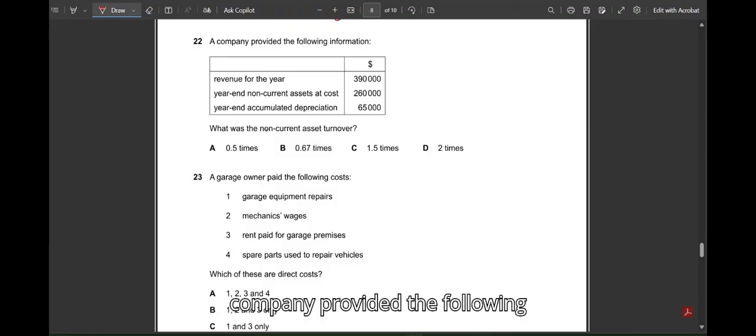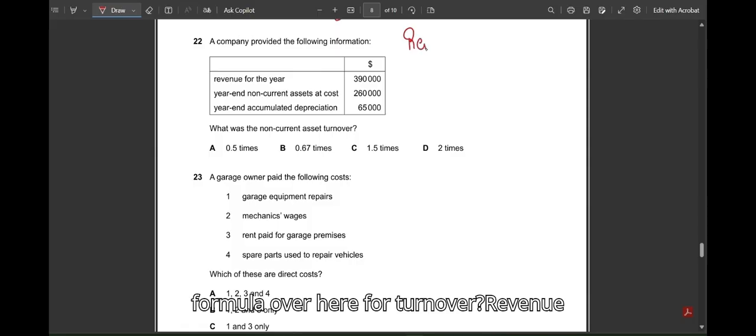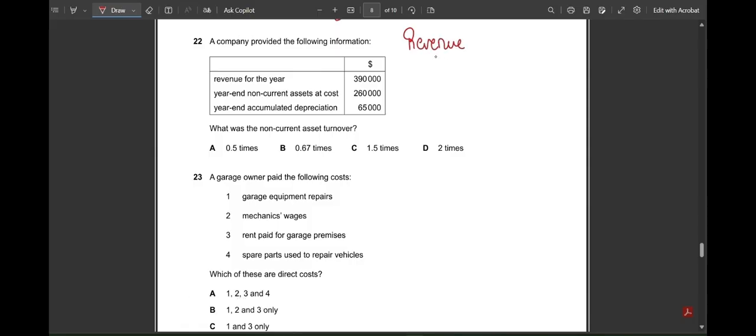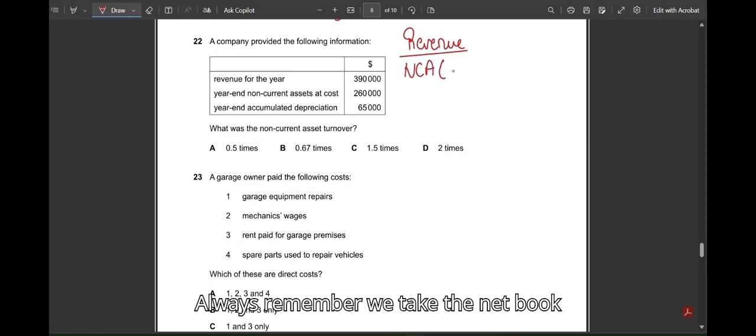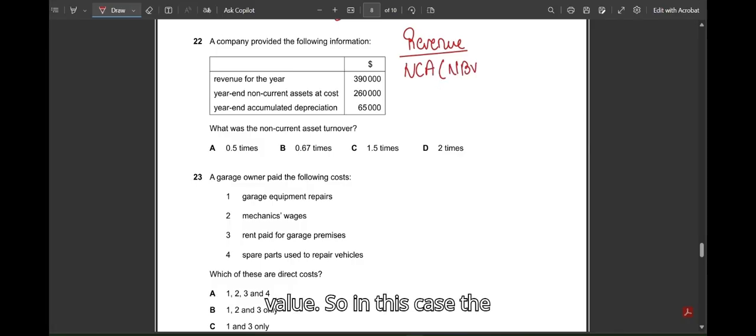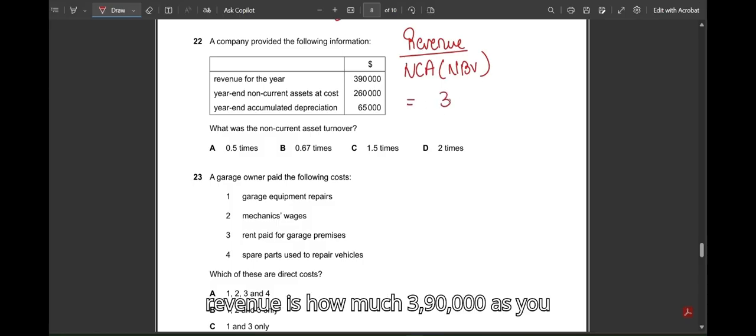A company provided the following information. What was the non-current asset turnover? So basically, what is the formula over here for turnover? Revenue divided by non-current asset. Always remember, we take the net book value. Okay, so in this case the revenue is how much? 3 lakh 90,000, as you all can see on the screen.